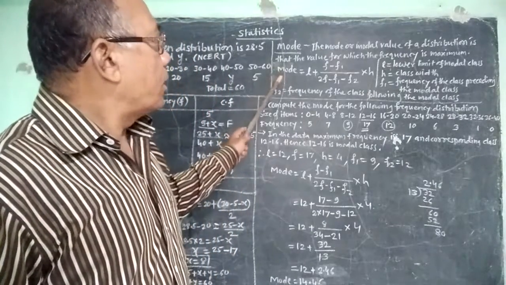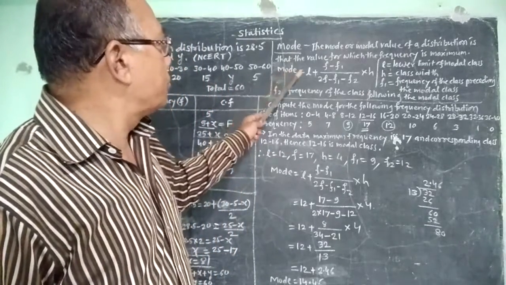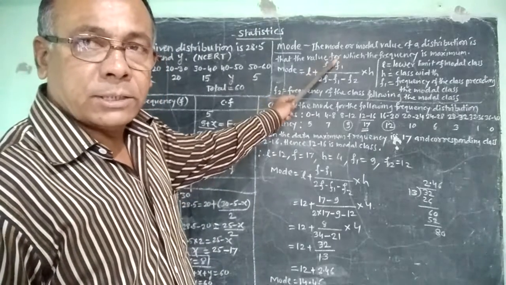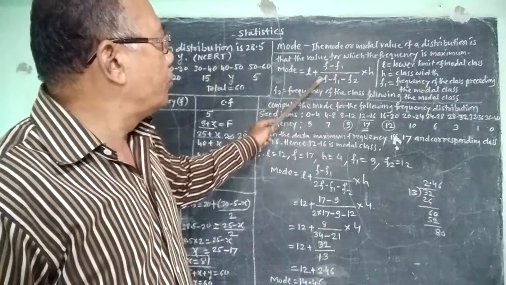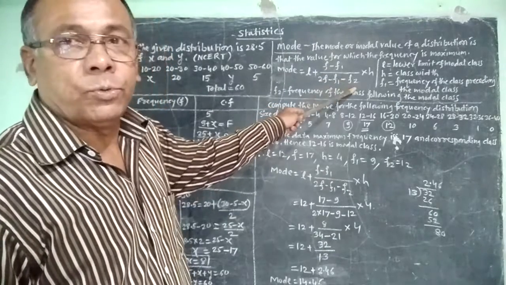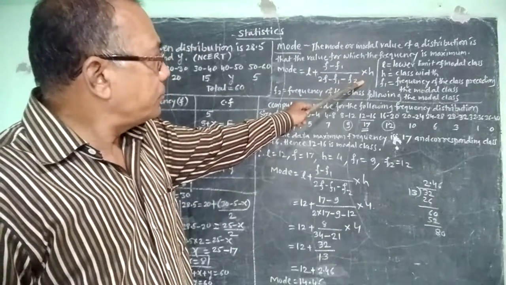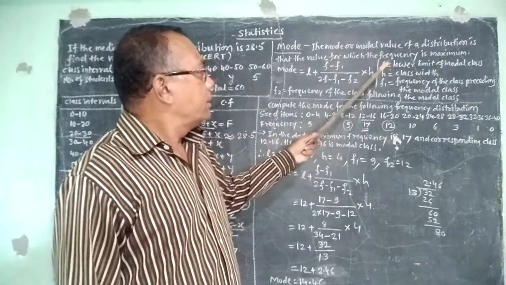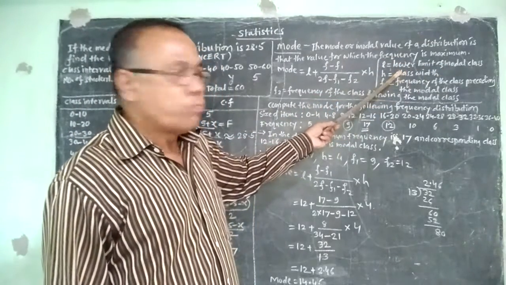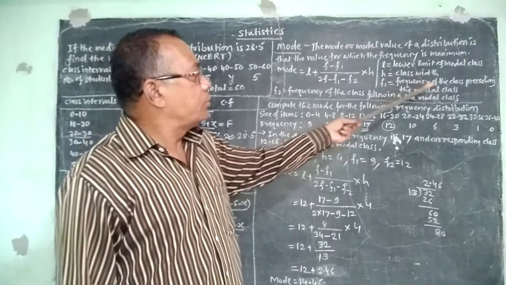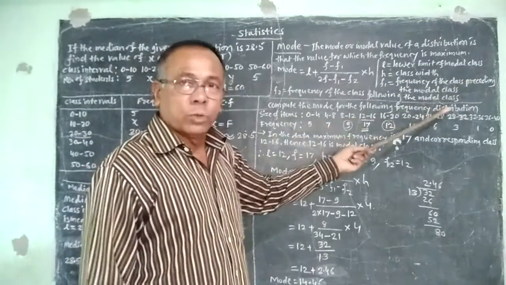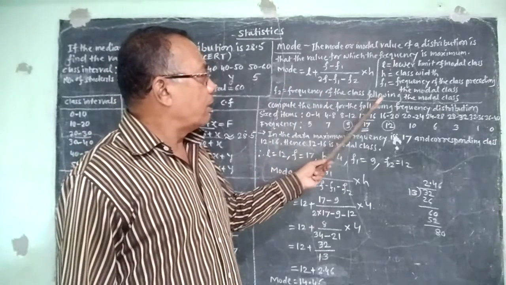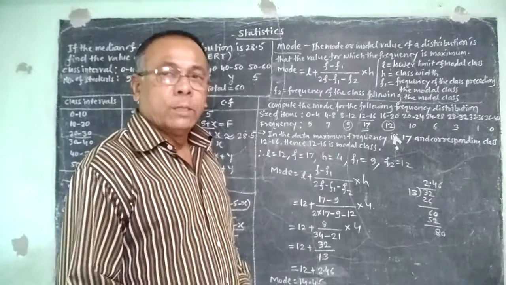Here the formula for the mode is equal to L plus (small f minus f1) divided by (2f minus f1 minus f2), into h, where L is equal to the lower limit of the modal class, h is equal to the class width, f1 is equal to the frequency of the class preceding the modal class, and f2 is the frequency of the class following the modal class.